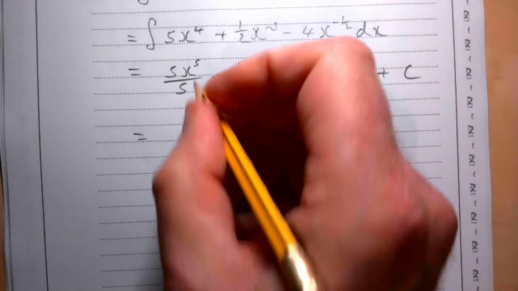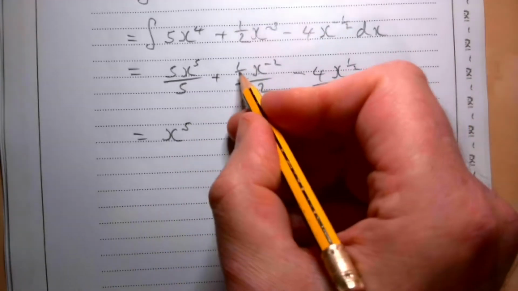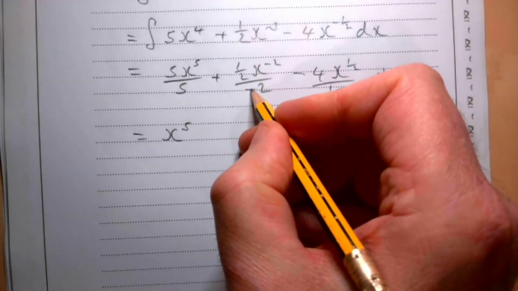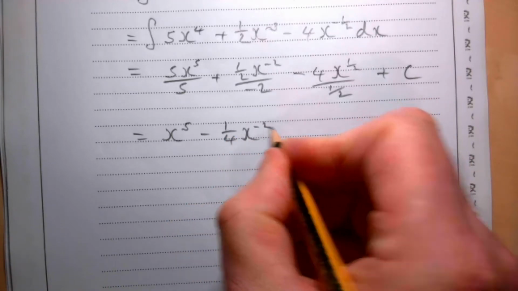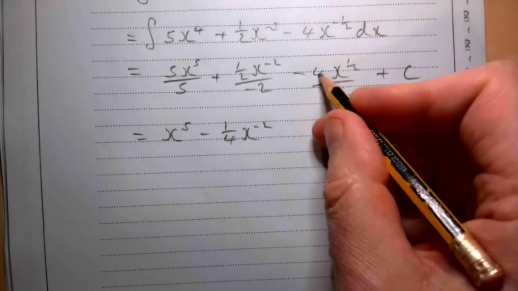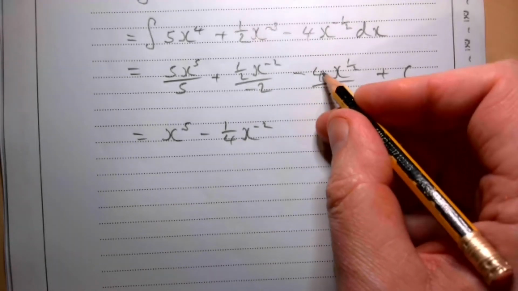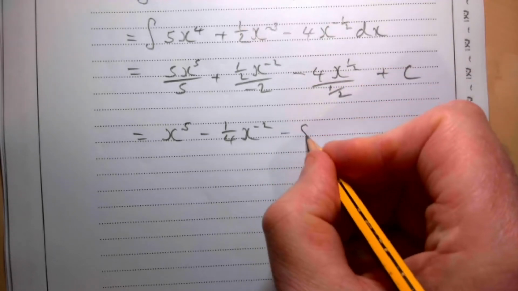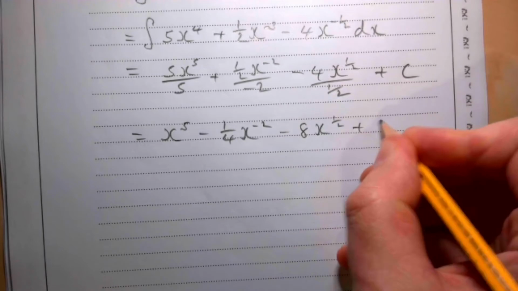So 5x to the 5 over 5 just gives me x to the power of 5. A half divided by minus 2 gives me minus a quarter, just minus a quarter x to the minus 2. 4 divided by a half, so many halves are in 4, there's going to be 8 of them, so it's minus 8, and then x to the power of a half plus c.